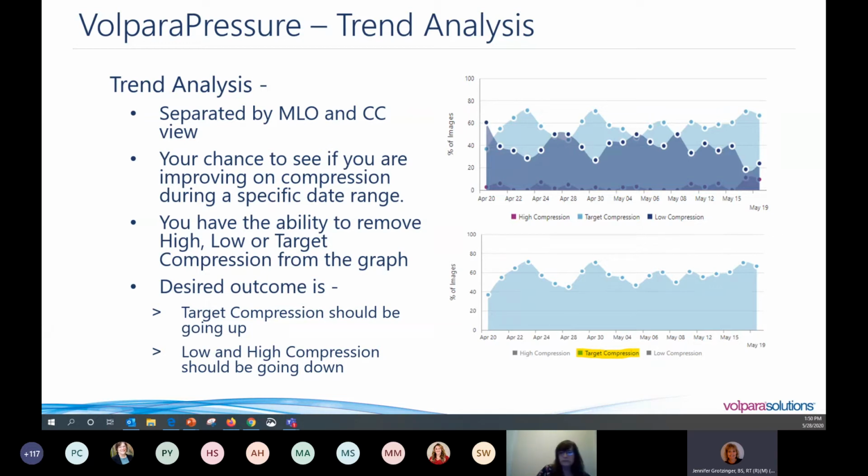When you look at these graphs on the right-hand side, you'll see your date range across the bottom. You are going to see high, target, and low compression here all on the same graph. But as I mentioned, if you click on, say, low compression and high compression, you can remove those from the graph and just identify how you are doing on your target compression. The desired outcome that you want to achieve with this trend analysis is that your target compression should be going up over time, and your low and high compression should be going down over time.